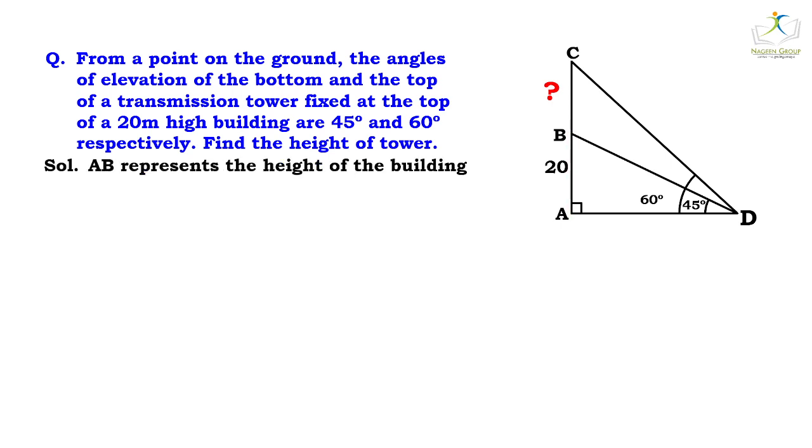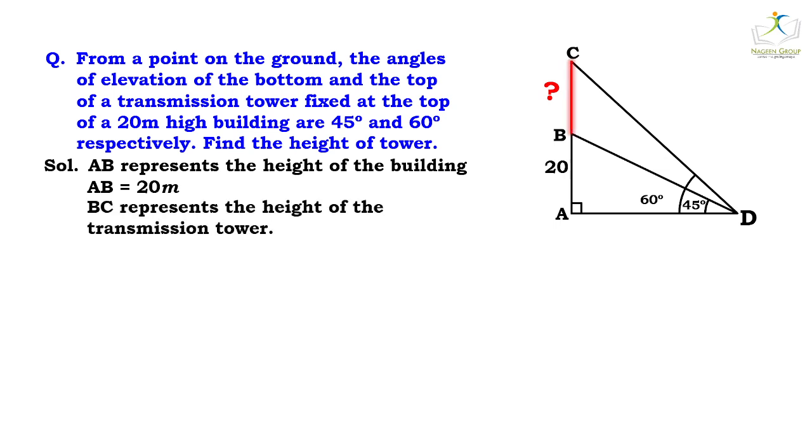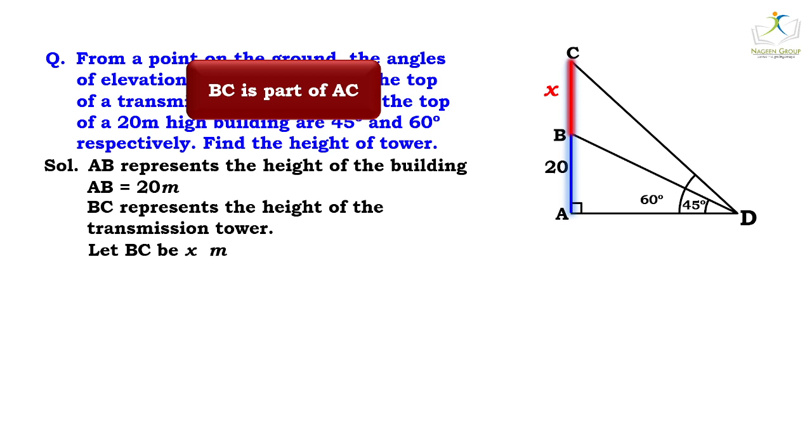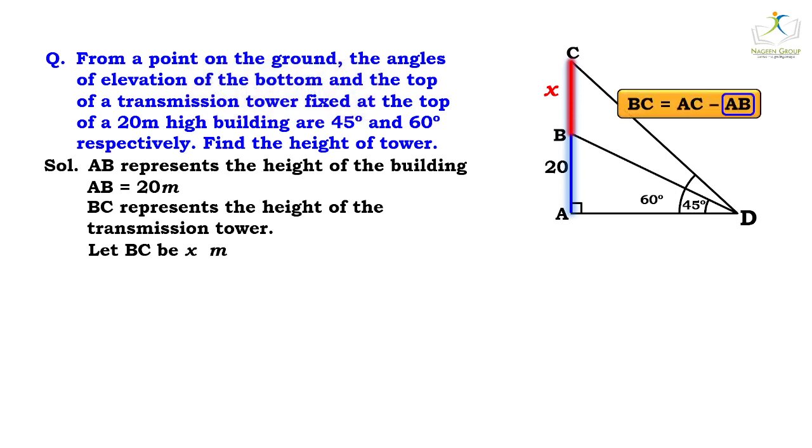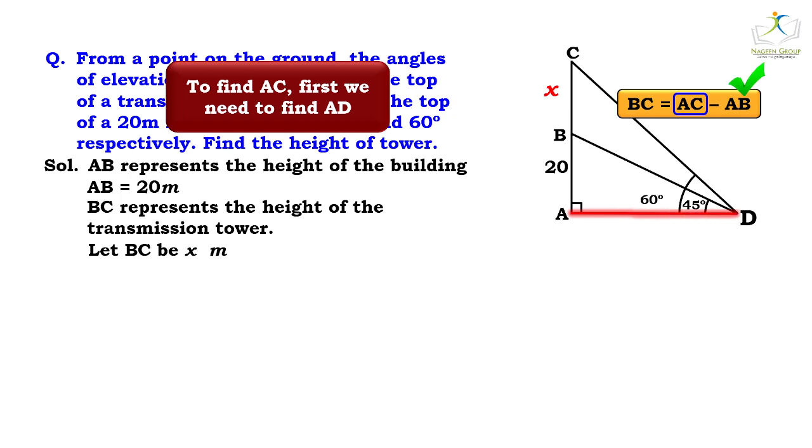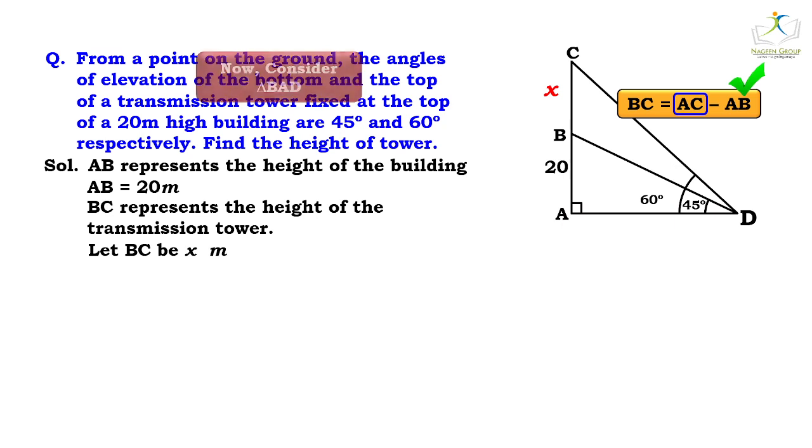Now this AB, it represents the height of the building which is equal to 20 meter. In this we need to find out the height of a tower. Building we consider 20. ये गिवन था तो हमने 20 ले लिया. BC को हमने माना x मीटर. BC is a part of AC, right? So here BC we can write AC minus AB. To find AC, first we need to find out AD.